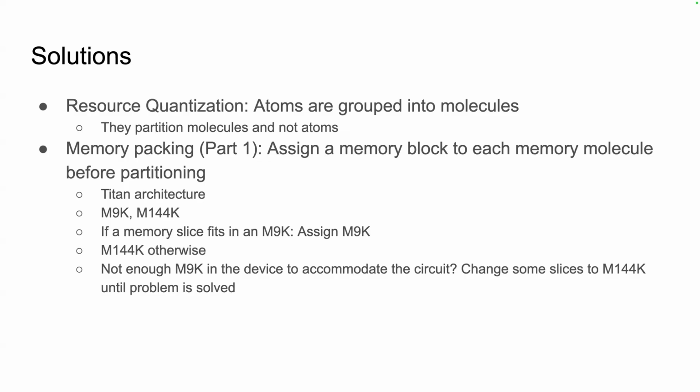For memory packing, this is one part of the memory issue in which each VPR instance thinks it has enough M9Ks, so it uses all the M9Ks, but in aggregate, you don't have enough M9Ks. They assign a memory block to each memory molecule before partitioning. So if a memory slice fits in an M9K, you assign it to an M9K and an M144K otherwise. And if you don't have enough M9Ks in a device to accommodate the circuits, you change some of the slices to an M144K until the problem is solved.